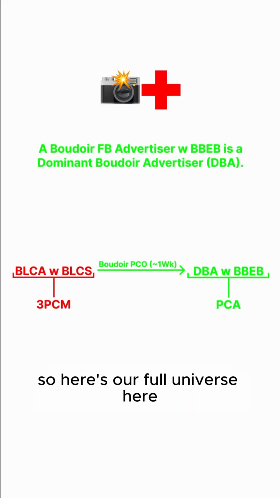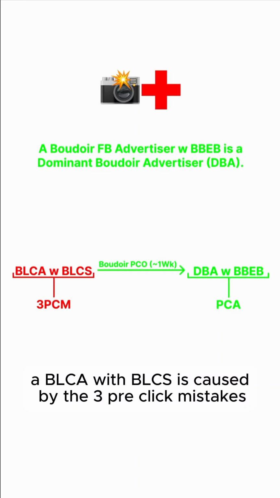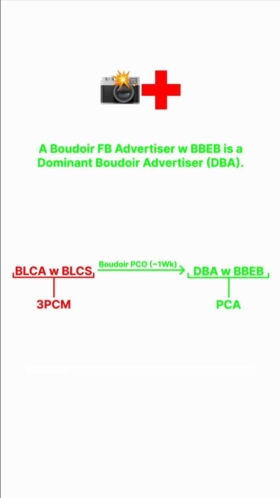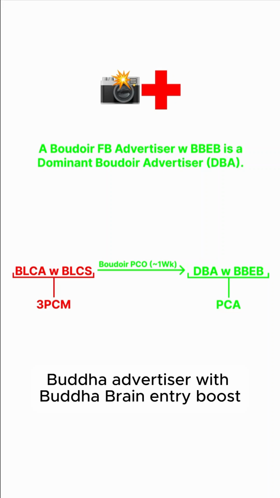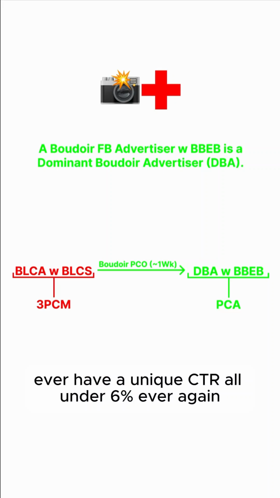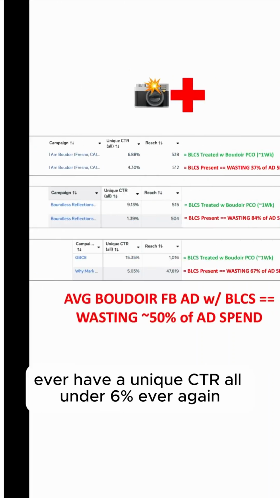So here's our full universe here. A BLCA with BLCS is caused by the 3 pre-click mistakes. Solution, Boudoir Pico takes about a week. Achieve pre-click alignment, become a dominant Boudoir advertiser with Boudoir brain entry boost. And these ads we treat will never, ever have a unique CTR all under 6% ever again.